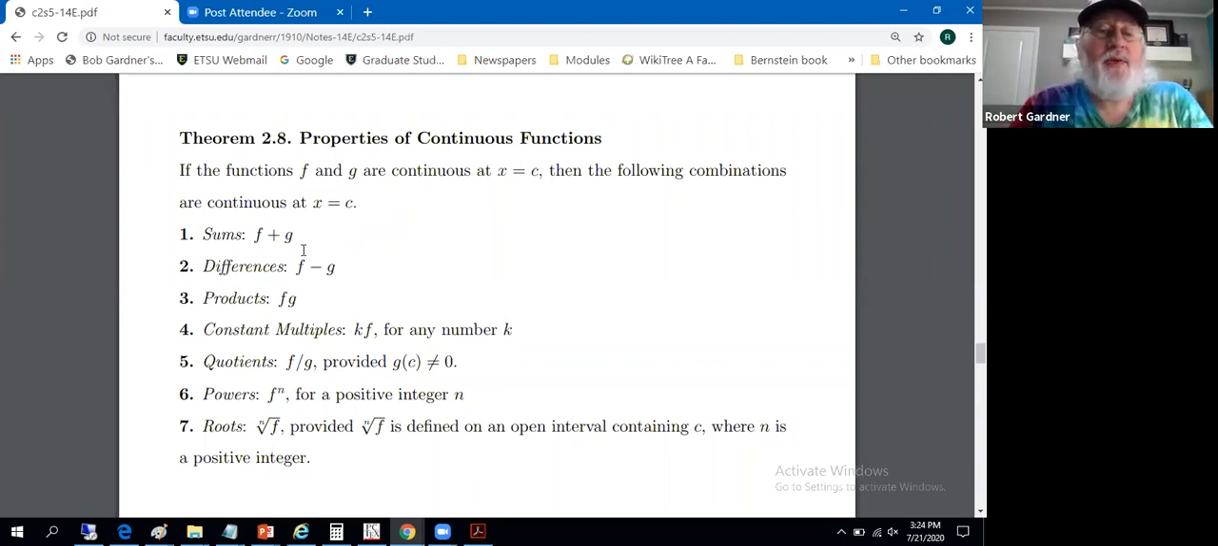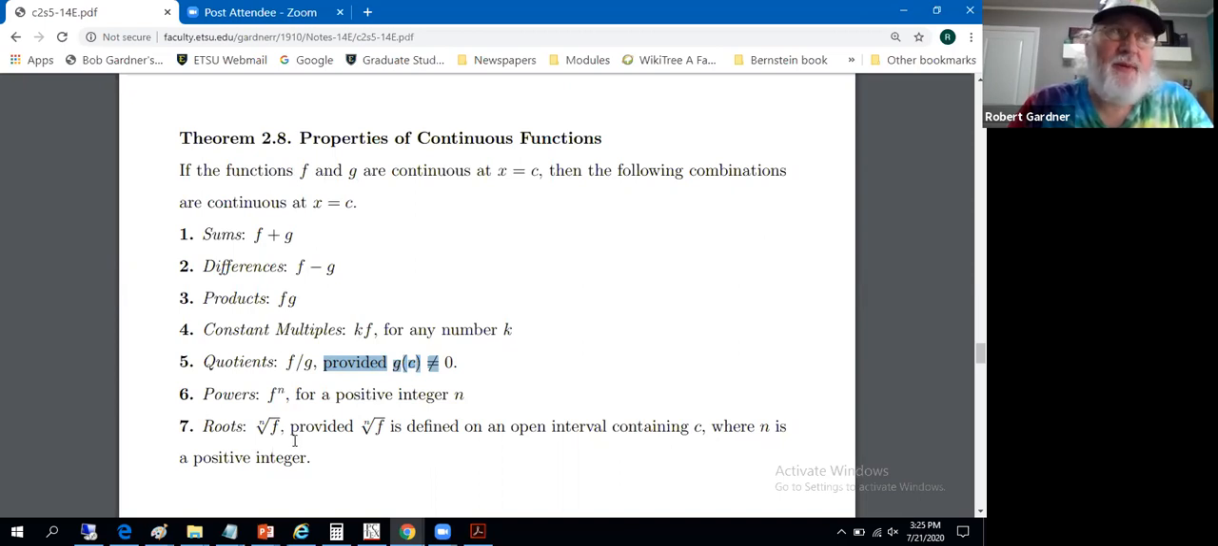We already know that the limit of the sum is the sum of the limits. Well then, that has the implication that if f and g are continuous at x equals c, then so is f plus g, and f minus g, and f times g, and a constant multiple of f, and f divided by g, assuming you don't get some division by 0. It's the first one that comes with an additional disclaimer. F to the nth power, where n is a positive integer. The nth root of f.